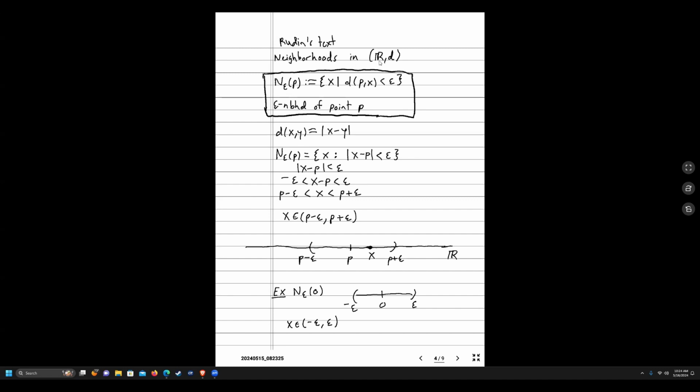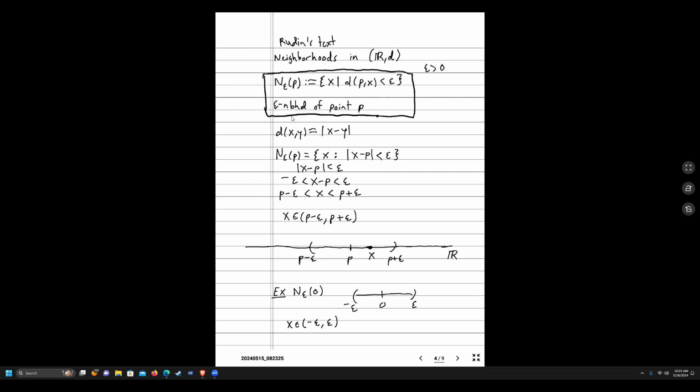Okay, so neighborhoods in R^d. This is the notation I'm going to use for an epsilon neighborhood of p. It's going to be the set of x such that the distance from p to x is less than some epsilon. Again, epsilon is going to be some number bigger than 0. I'm going to call that an epsilon neighborhood of point p. A lot of the time, instead of writing neighborhood, I'm going to abbreviate it as nbhd.